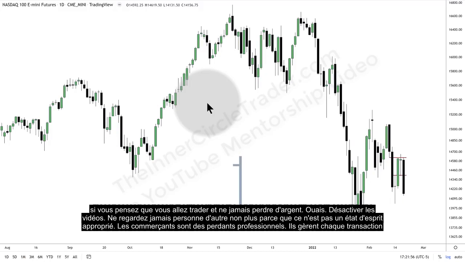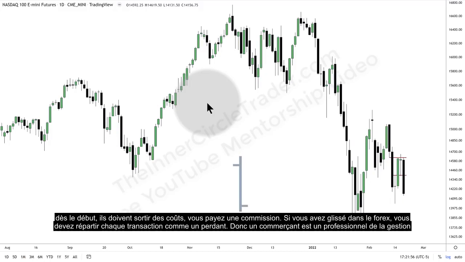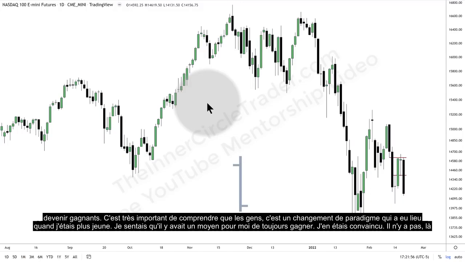Traders are professional losers. They're managing every trade right from the beginning. They got to come out of the costs. You're paying a commission. And if you got slipped in Forex, you got a spread. Every trade opens up as a loser. So a trader is a professional management company of losing trades. They turn losers into winners. But not every loser can be turned into a winner. But they don't lose their business because a few never become winners. It's real important to understand that, folks.